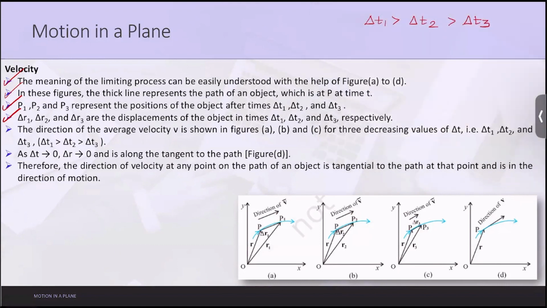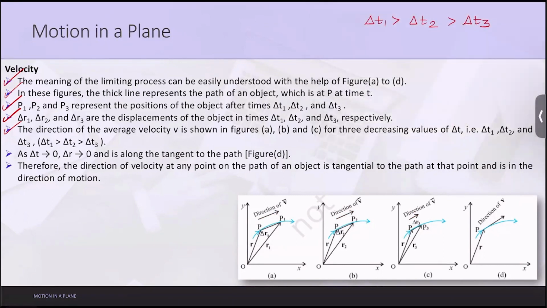Next thing is the direction of the average velocity V is shown in the figure A, B and C for 3 decreasing values of delta T. So whatever be the direction of delta R1, delta R2, delta R3, the direction of velocity will always be the same in that scenario. So this will be the same as this, the same as this, the same as this.